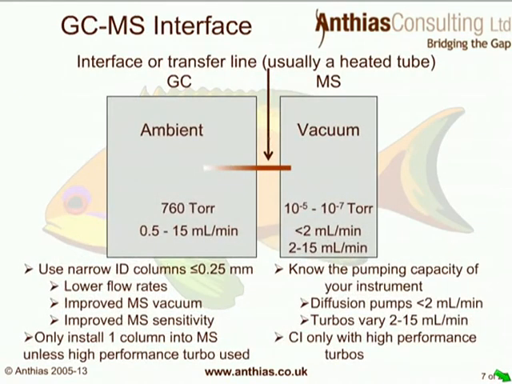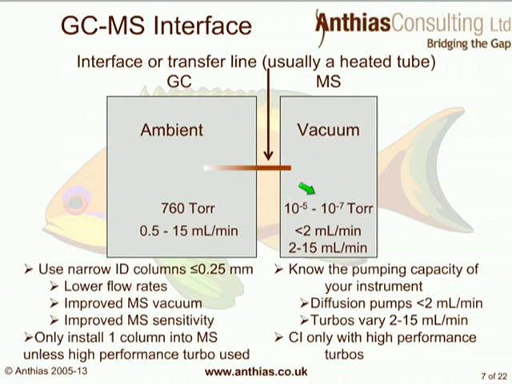Now the GCMS interface is the transfer line between the GC and the mass spectrometer. The GC isn't under vacuum, it's at ambient, which is 760 torr, and of course when we're optimizing our flow rates on our analytical column, it could be between 0.5 mils a minute or 15 mils a minute if we were using something like packed columns.